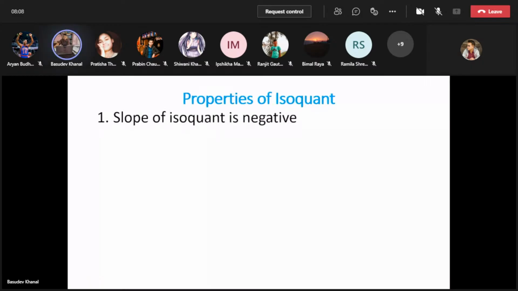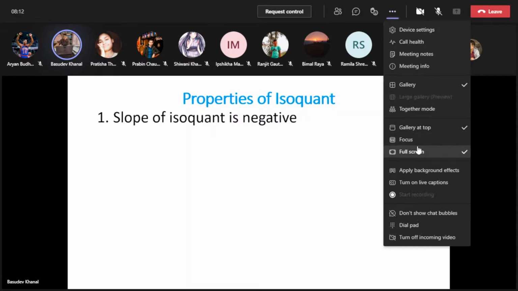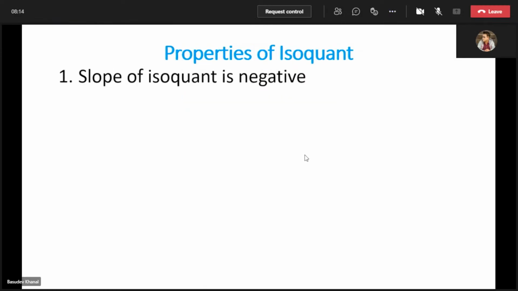Slope of the isoquant is negative. That means in every point of these properties, you should explain why these properties exist in isoquant. Slope of the isoquant is negative because to increase 1 unit of, let's say, labor, the producer must reduce some units of capital to remain on the same level of output in the isoquant. That's why the isoquant is sloping downward from left to right.